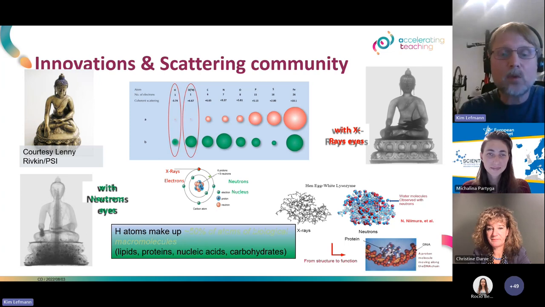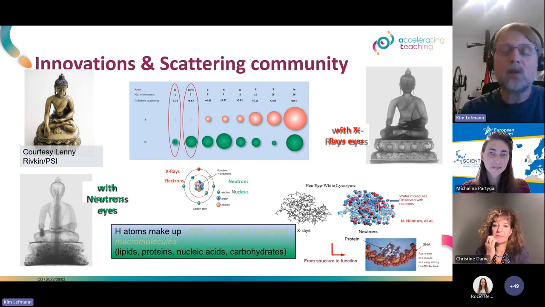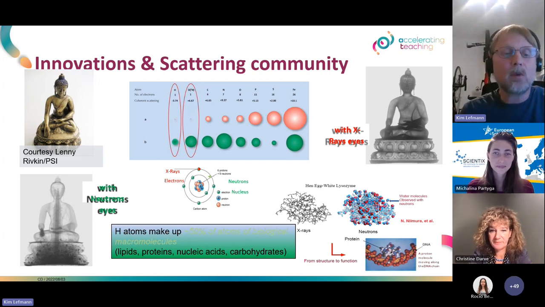Here again is an illustration of what I told you before, that you can see the hydrogens in protein structure. So here's a complete protein, and this is the protein as seen by X-rays. You see everything except the hydrogens. But sometimes the hydrogen is important. Sometimes the hydrogen is actually the thing that binds together different parts of proteins and so on.